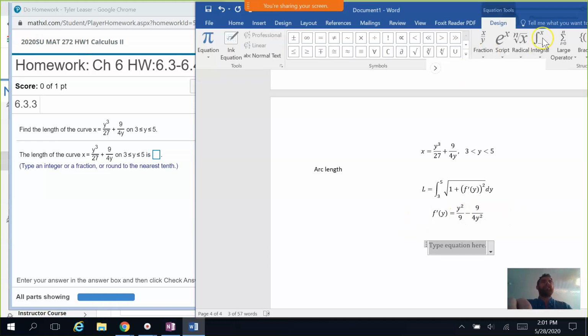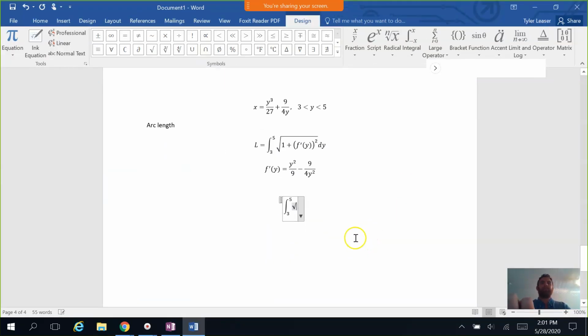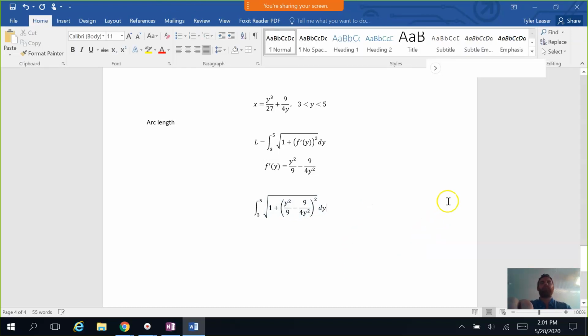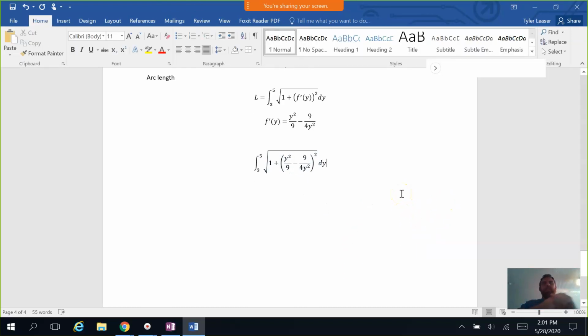Then when we plug it into my integral, still the integral from 3 to 5, still has the square root. It's going to be the 1 plus this derivative that we just found, all squared, dy. All right, so just substituting in the derivative into the formula here.